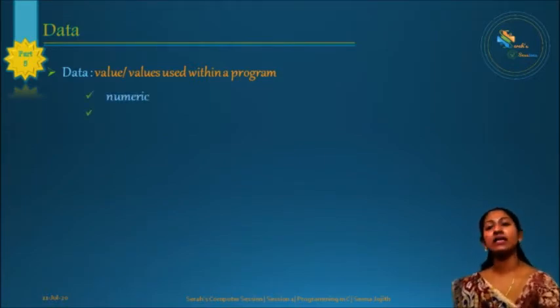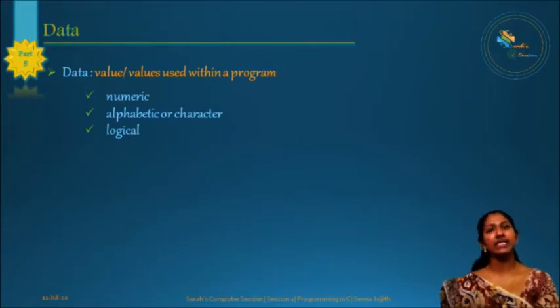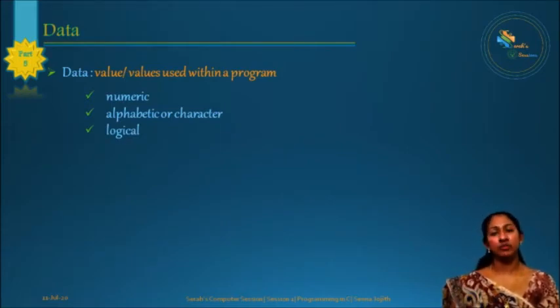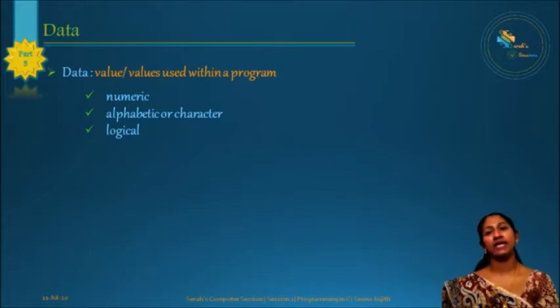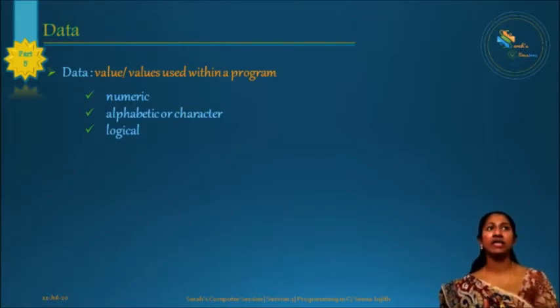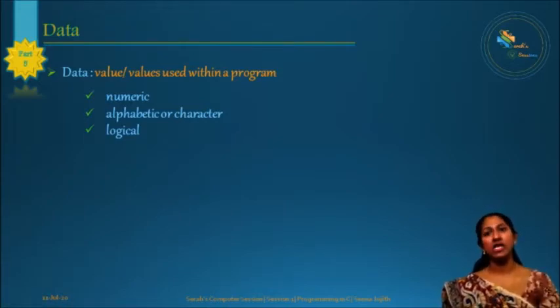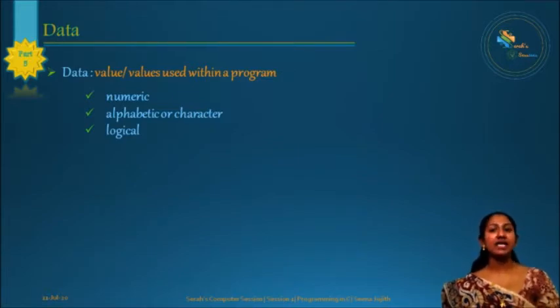So this data can be of different types. Basically, they can be called either numeric data, alphabetical or character data, or logical data. What do you mean by numeric data? It might comprise digits. Like we had seen an example of adding two numbers. Those numbers are necessary to be given as input, right? So they are numeric data. But alphabetic or character data, what do they signify? From the name itself, we know that it might comprise characters that will be inputted according to the requirement of the problem. Next is the logical data.